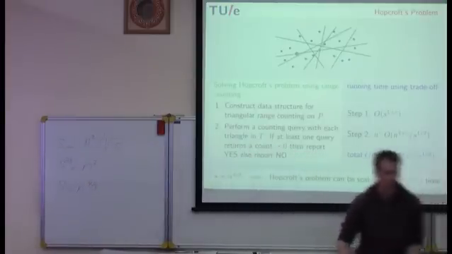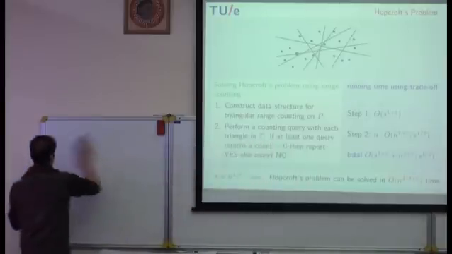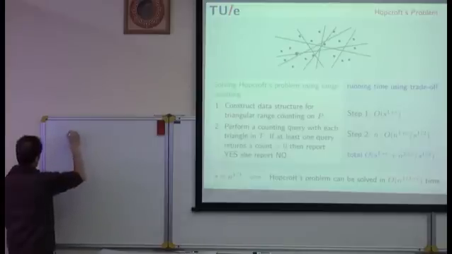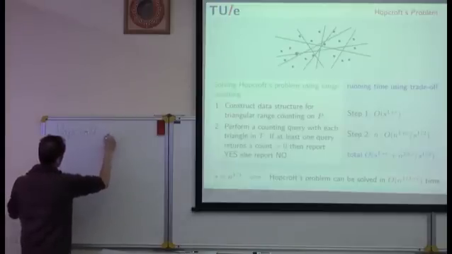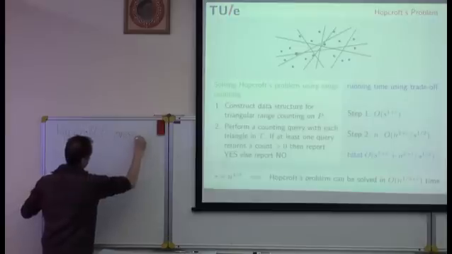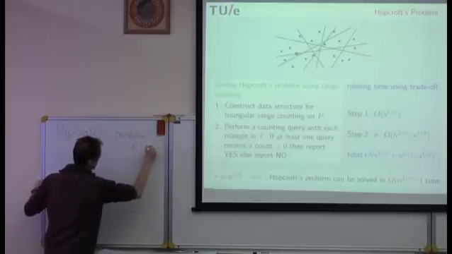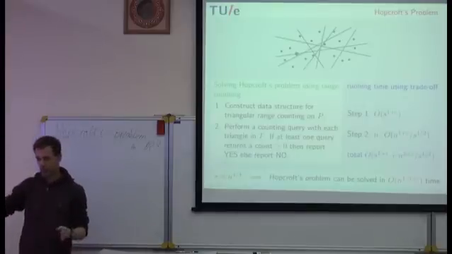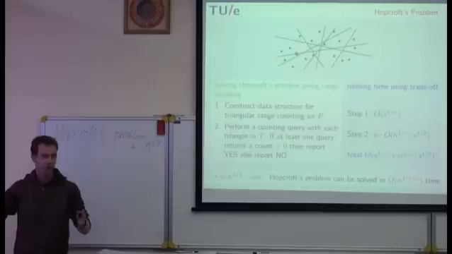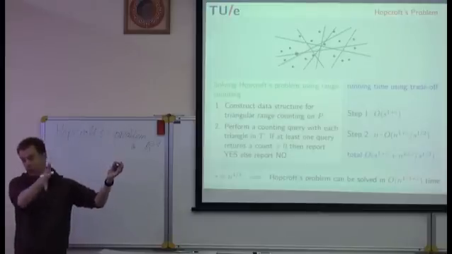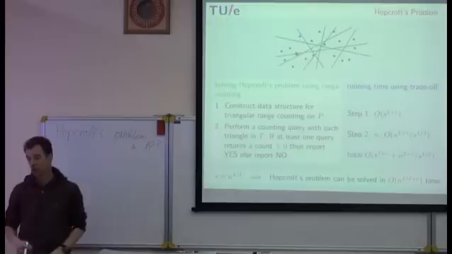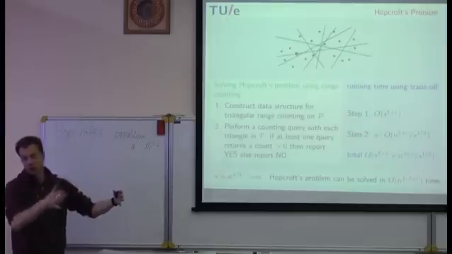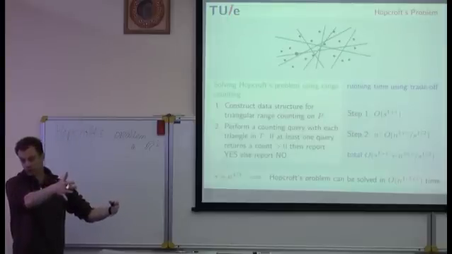Okay, just a quick test. If I want to do Hopcroft's problem in 3D, in R3, I have a set of points and I have a set of planes. And I want to check, is there any point on any of the planes? Can do the same thing. Pre-process the points for counting queries and do a query with each of your planes.